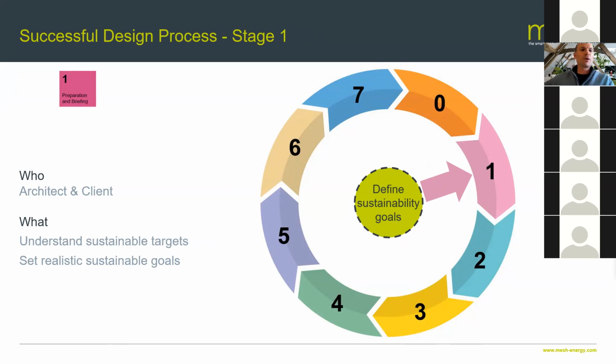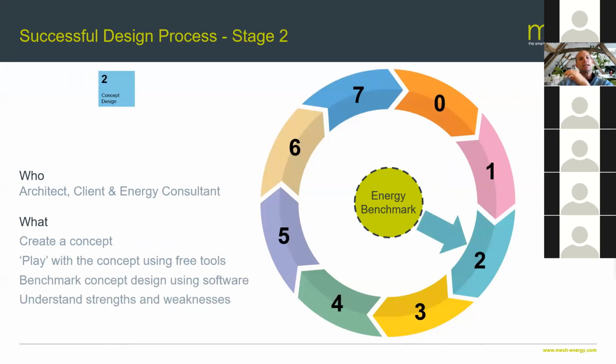In stage 1, in the preparation and briefing stage, again, still the architect and the client here, set those targets and set some realistic sustainable goals. In stage 2, start thinking about bringing the energy consultant in here, get a concept together, play with the concept using these free tools, have a look at the operational energy, maybe embodied carbon. You've got your framework, so you've got a pretty good idea of what you should be targeting. You can benchmark the concept using light touch software at that stage to give you a more robust answer than your free tools at very, very little cost, and understand the strengths and the weaknesses of the design.